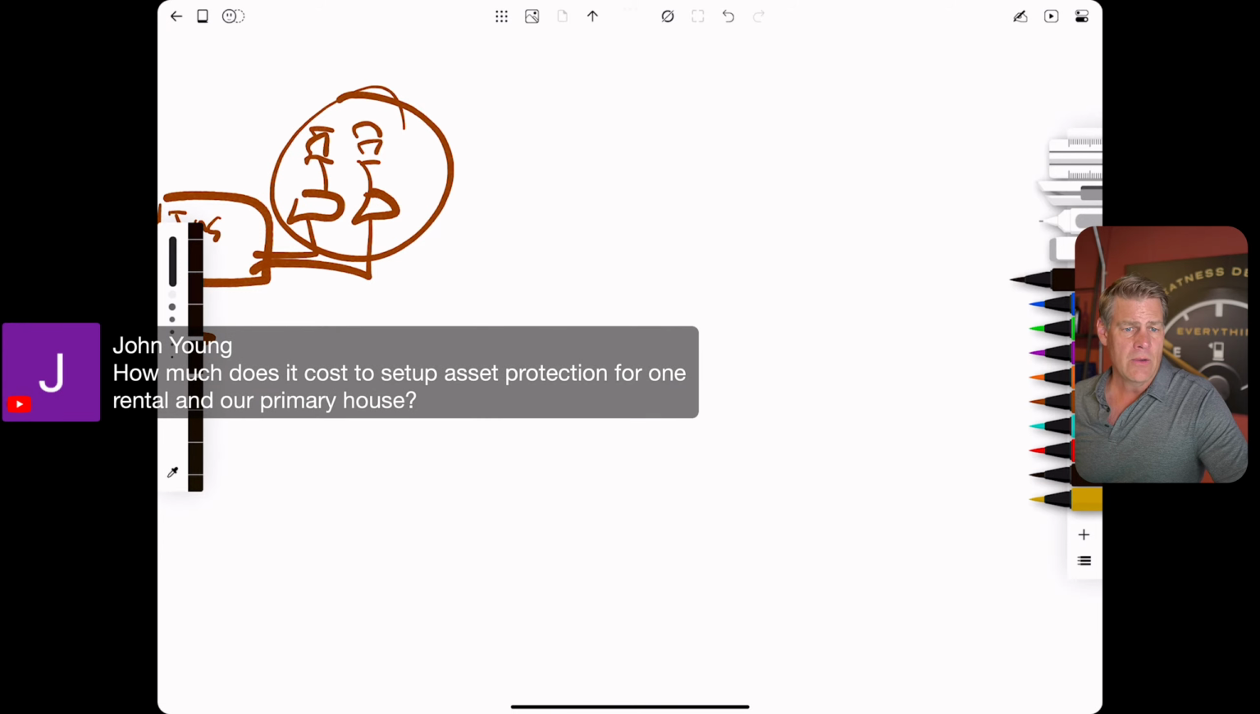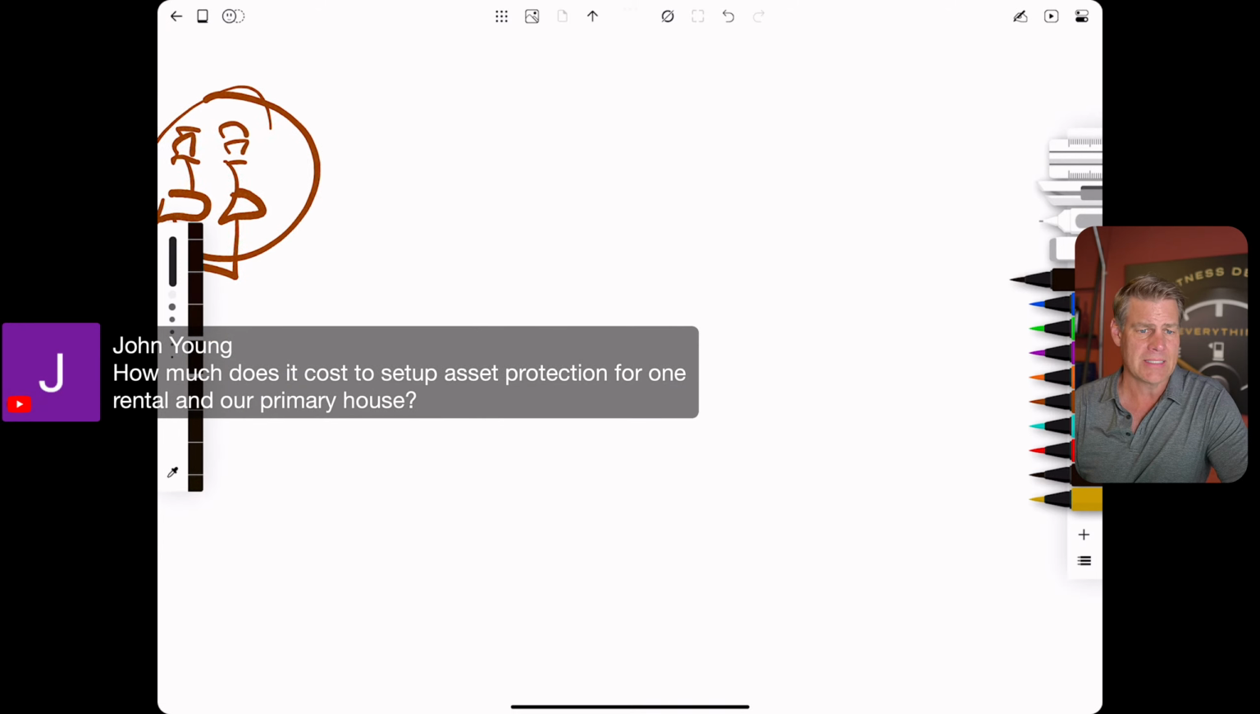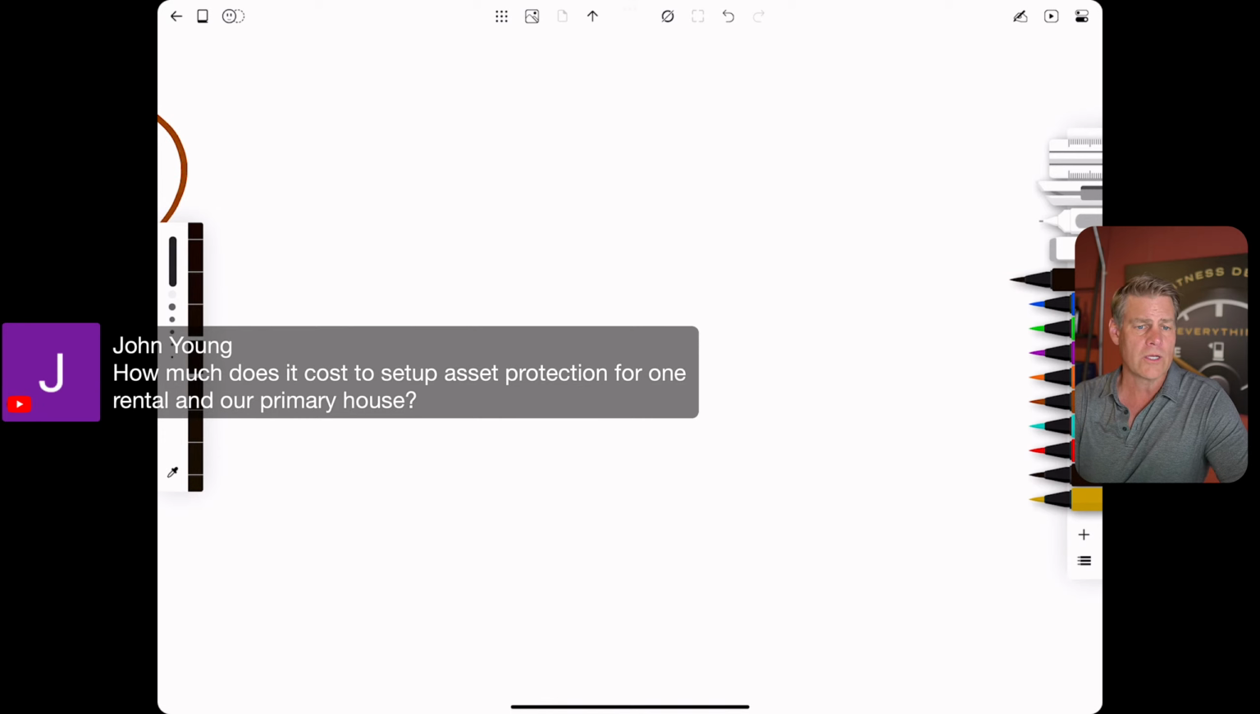Question from John. How much does it cost to set up asset protection for one rental property and our primary house? Well, it's going to depend on your state, John, on how much that's going to be as far as the filing fees are concerned and what type of structure we're going to use. What I would recommend you do, John, is attend my tax and asset protection workshop. We'll put the link up here so you can all get to it.